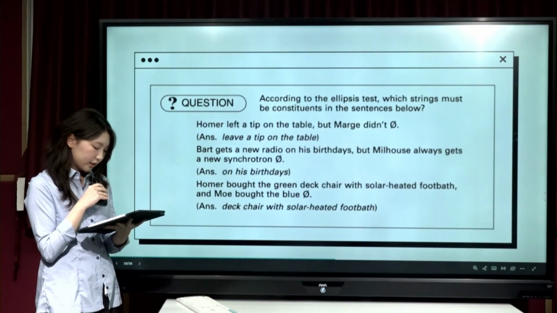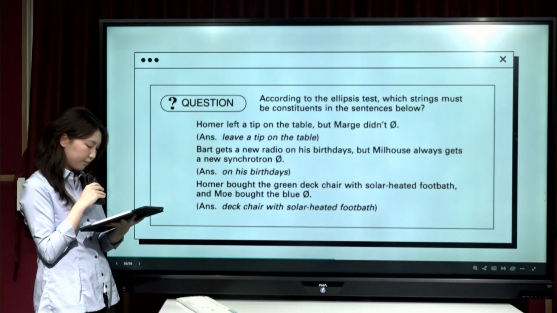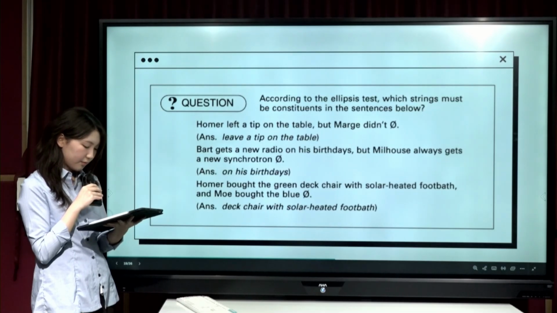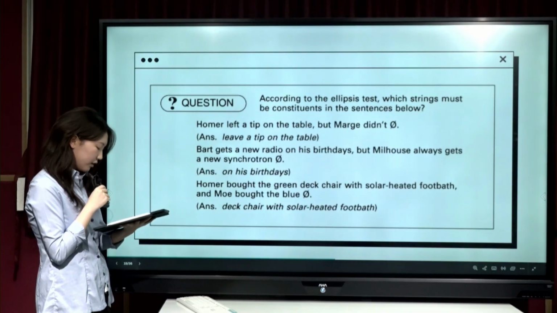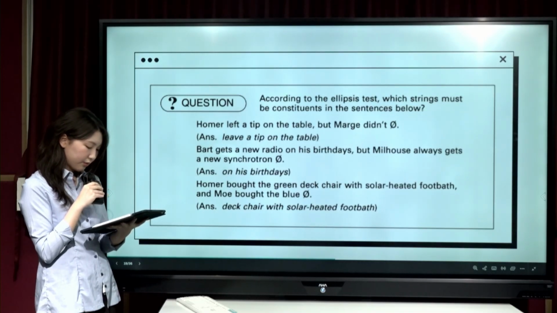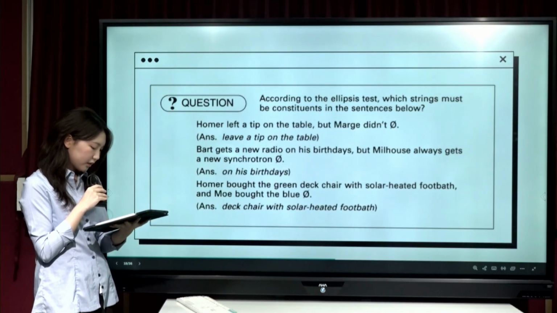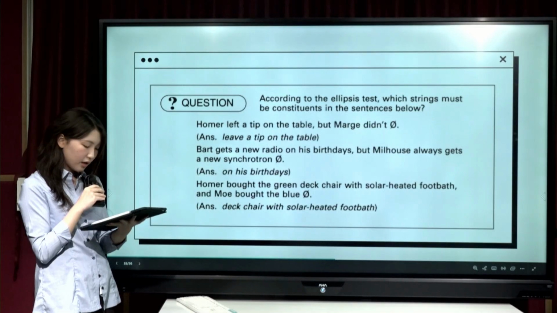So here is the first example. Homer left a tip on the table but Marge didn't know. Here, null stands for "leave a tip on the table." Since this string can be elided, we know that it is a constituent, a verb phrase. The second example is Bart gets a new radio on his birthday, but Milhouse always gets a new synchrotron null. Here, null represents "on his birthday." Since the sentence is still grammatical, we can conclude that "on his birthday" is a constituent, specifically a prepositional phrase.